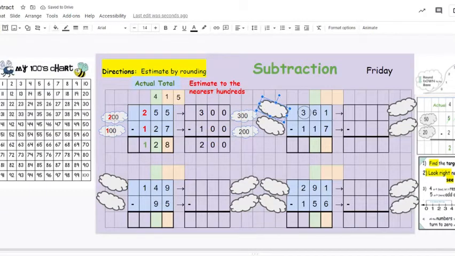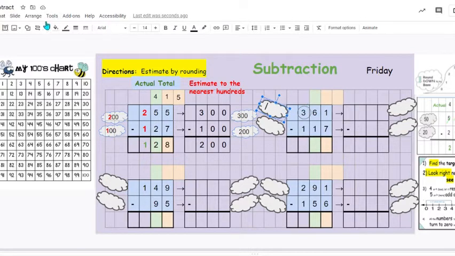This is a quick little review on how to find the estimate by rounding to the nearest hundreds in subtraction. So let's get started. I need to find the target digit, which is actually in the hundreds place. So I look at this number and say the 1 is in the ones place, the 6 is in the tens, and the 3 is in the hundreds place.